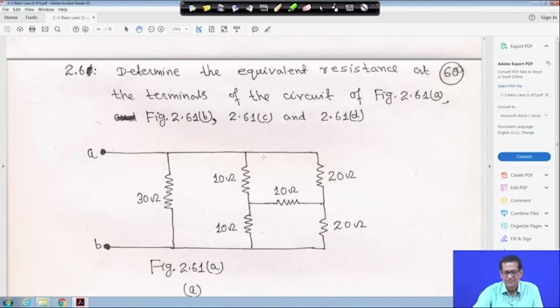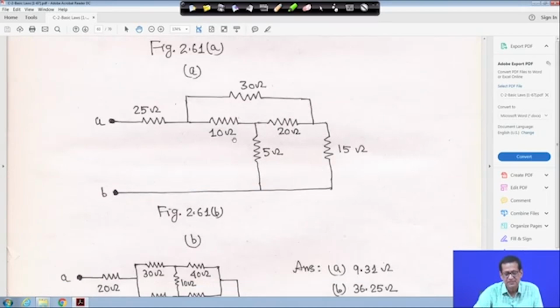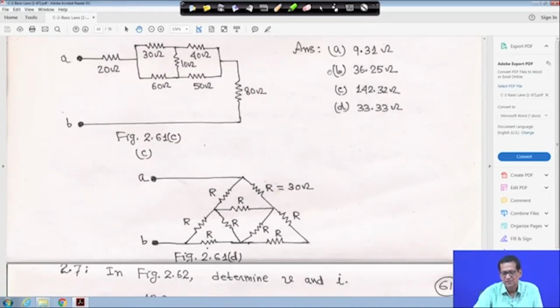Next problem is to determine the equivalent resistance at the terminals of the circuit. 4 circuits are given, one is 2.61 A, another is 2.61 B, another is 2.61 C, another is 2.61 D. This is for practice, 4 problems are given. This circuit is for the first problem, this circuit is for the second problem, this circuit is for the third problem, and this is the fourth problem. All answers A, B, C, D are given. The last problem's answer is 33.33 ohm. So, all answers are given.